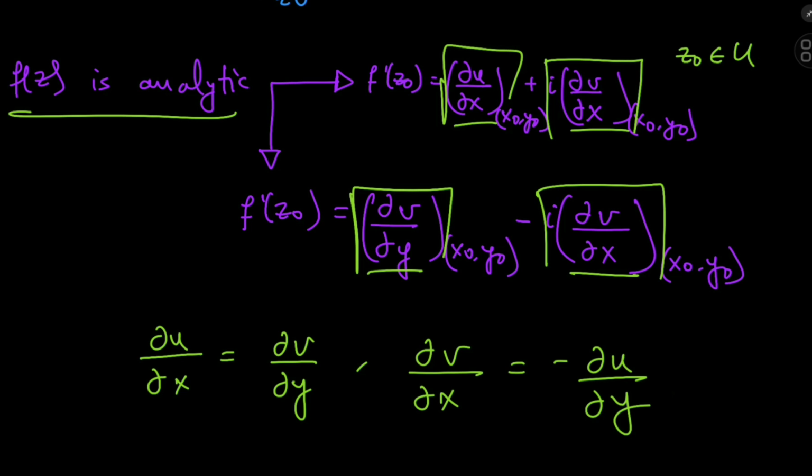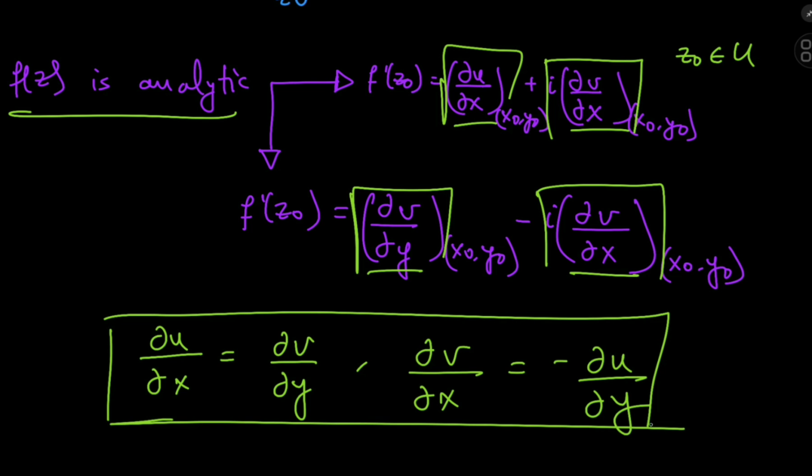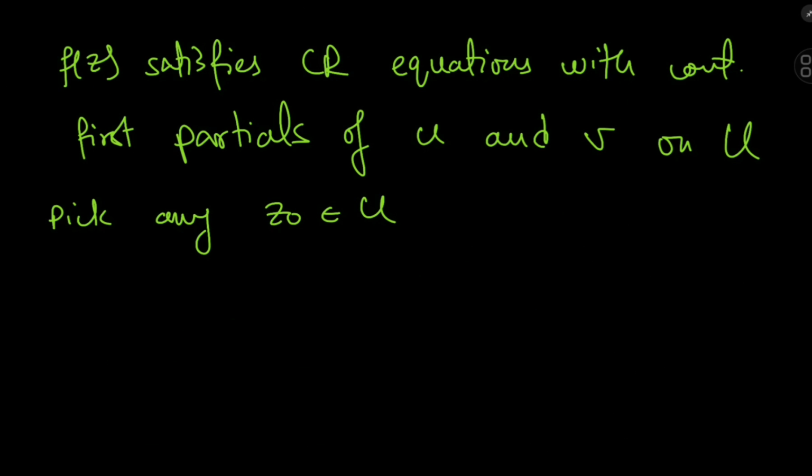So starting off with f of z being analytic, we found that the first partial derivatives of the real and imaginary parts need to be continuous, and they need to satisfy the Cauchy-Riemann equations. But now we need to go the other way around. To prove that the conditions outlined earlier form a sufficient basis for f of z to be analytic, we start off with the assumption that f of z satisfies the CR equations with continuous first partials of u and v on the open set U.